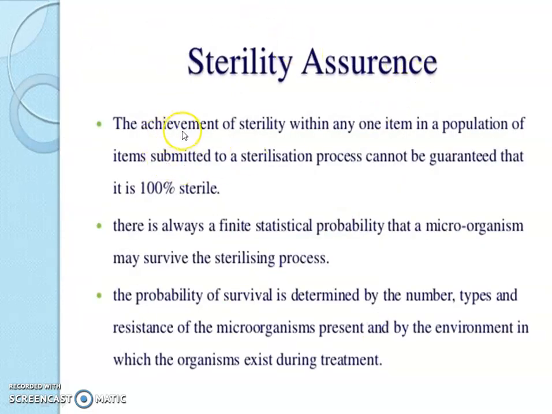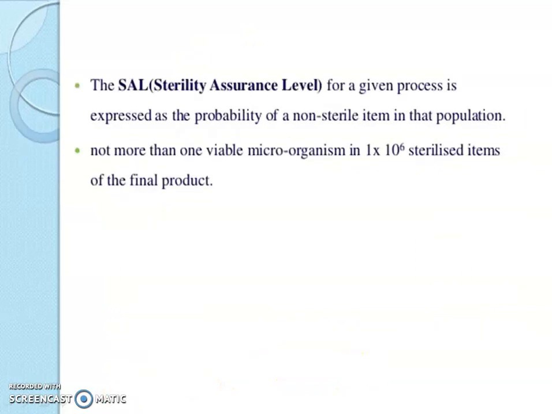Sterility assurance: the achievement of sterility within any one item in a population of items submitted to a sterilization process cannot be guaranteed, that is, it cannot be said to be 100% sterile. There is always a finite statistical probability that a microorganism may survive the sterilizing process. The probability of survival is determined by the number, types and resistance of the microorganisms present and by the environment in which the organism exists during the treatment.